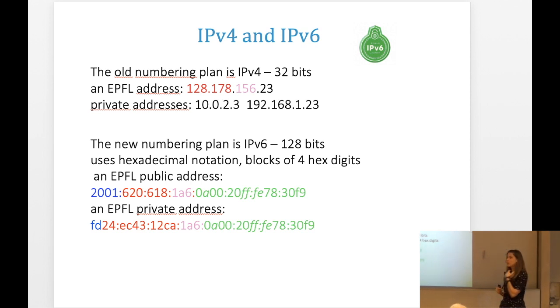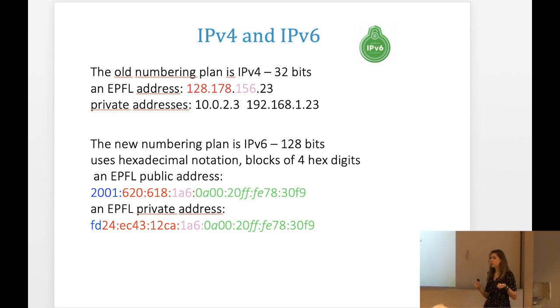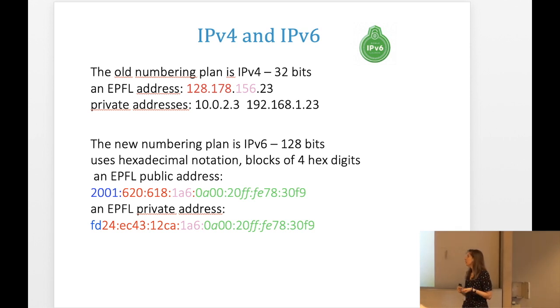So with 32 bits, you can only encode 2 to the power 32 unique addresses, which seemed like a lot when it was created because there were very few computers in a few universities in the world. But nowadays we all have several devices, and we will soon be a lot of people on Earth with a lot of devices. So we don't have enough unique addresses for all of these devices. So a new numbering plan was created, and it's IPv6. And now the address space is 128 bits.